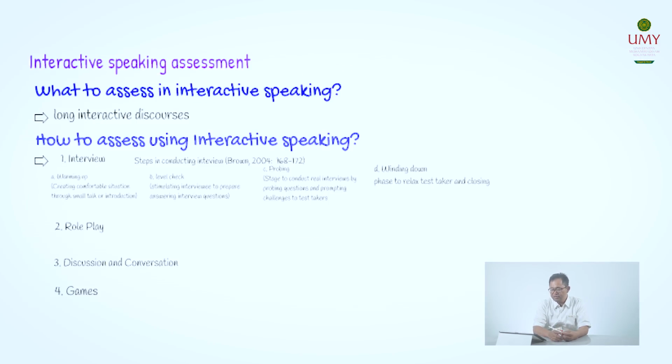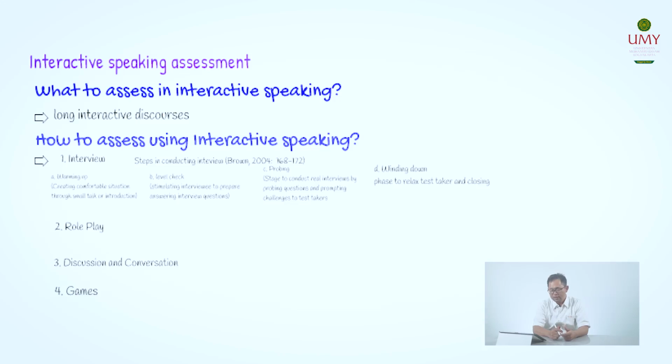The next assessment is using interactive speaking assessment. What is tested in interactive speaking assessment? Usually it is interactive long discourse. So it should be interactive, with two persons or more, doing things interactively in practice and so on. And how to assess that? I think the first is interview, the second is role play, the third is discussion and conversation, and the fourth is usually games.